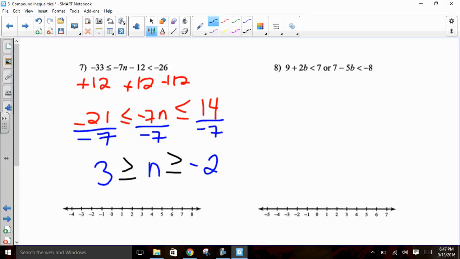So I have a closed circle over negative 2. The reason it's closed is because this sign, which is the closest to the negative 2, is equal to. And a closed circle over 3 because the sign is equal to as well. My answer is just shading in the middle.